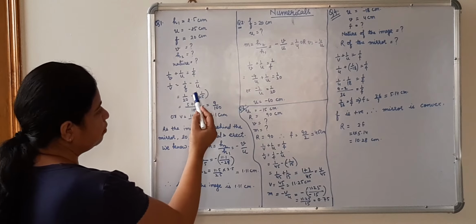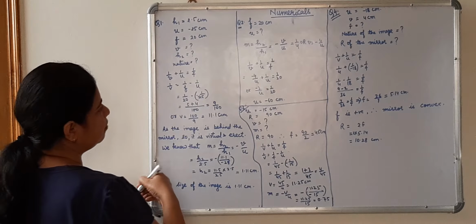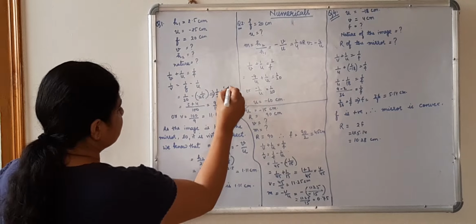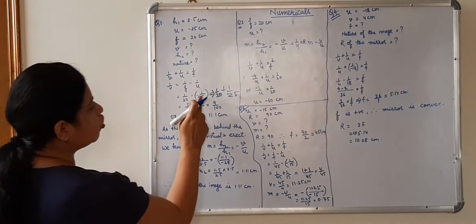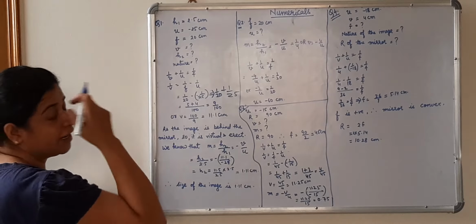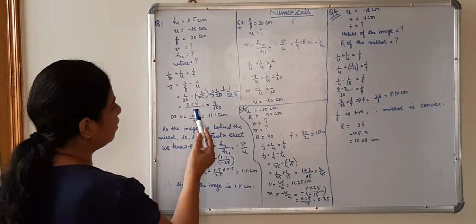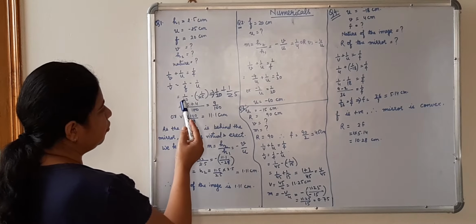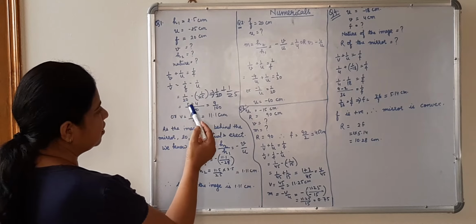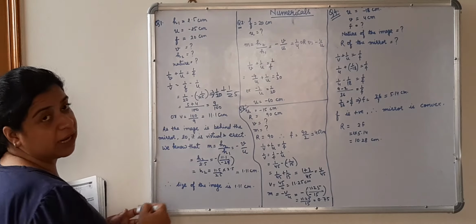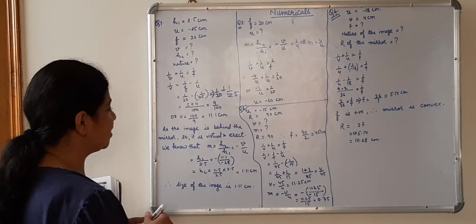So when I removed the bracket, there was a plus sign. I got it like this: 1 upon 20 plus 1 upon 25. Why is it so? Because this is a minus sign, and when I open the bracket, this minus will be converted to positive. Now the LCM of 20 and 25 is 100. 5 plus 4, that is 9 upon 100, is 1 upon v. So v is equal to 100 upon 9, that is 11.1 centimeter.